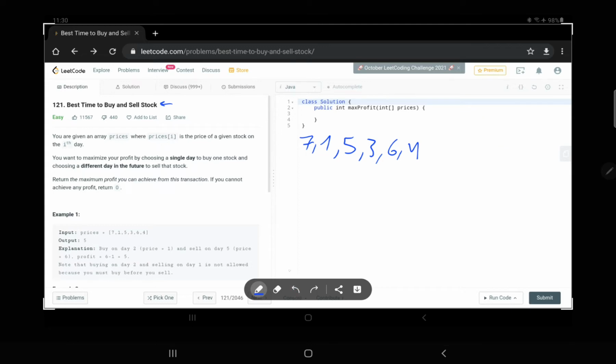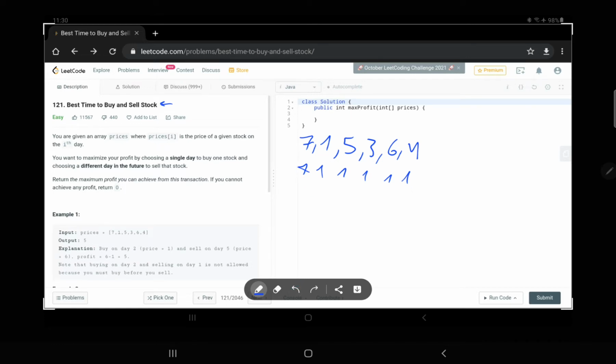We could track the min number so far. Is this the min here? Yes, 7 is the min. Now 1 is the min, and 1 remains the min. So we see at each point we would know what the current min is.